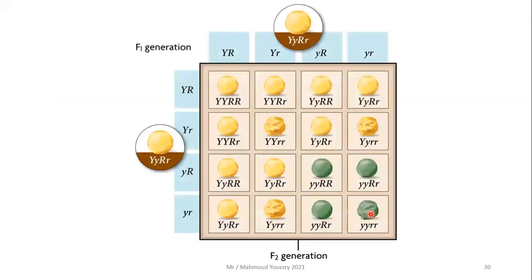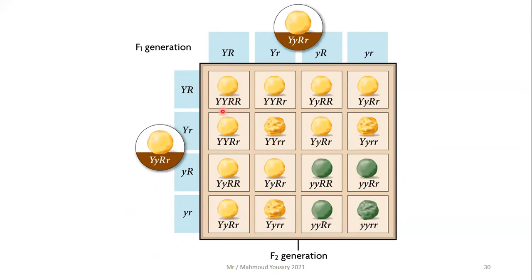And here is the grid box. As you can see, on each axis we have the parent that is heterozygous for both traits. So what are the possible combinations? Y capital R capital and Y capital R small, then Y small R capital and Y small R small, on both axes. Then you combine these in the boxes.